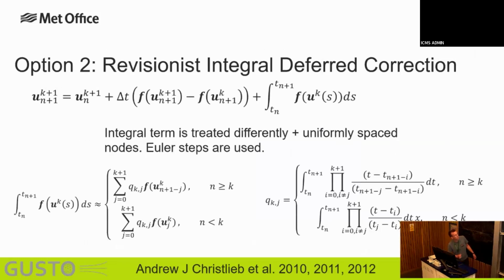So Riddick works quite similarly to SDC, so you have it more in this node-to-node formulation at the top. The main difference is your integral term is treated slightly differently, so you can pipeline your correction iterations. You use uniformly spaced nodes instead of other choices like Legendre or Radau, and Euler steps are used to discretize.